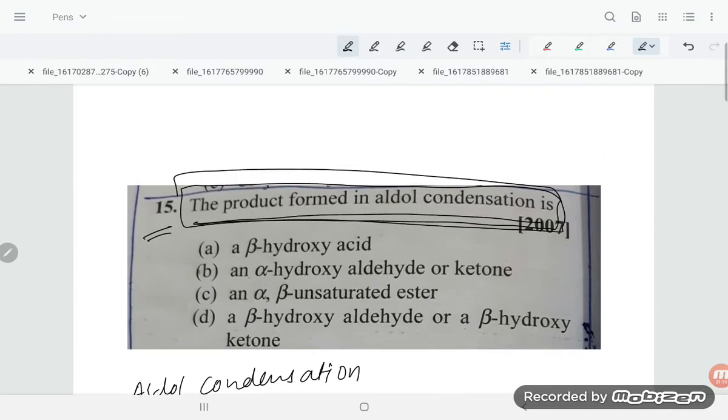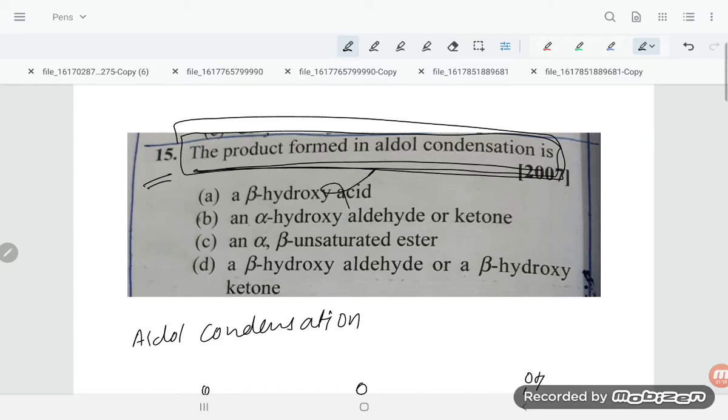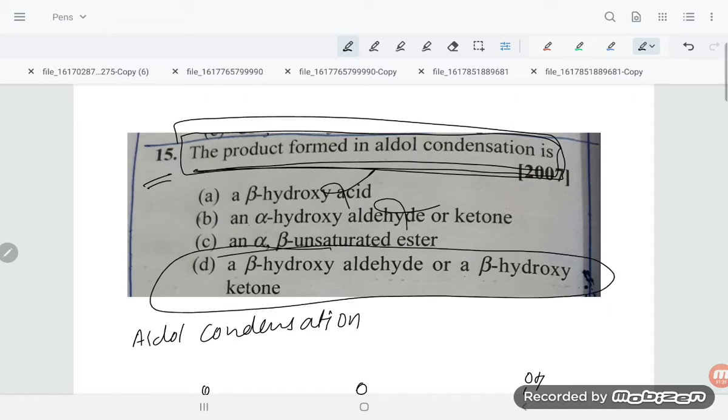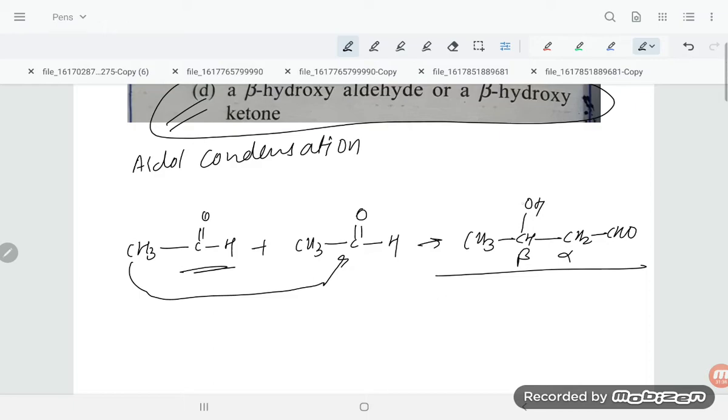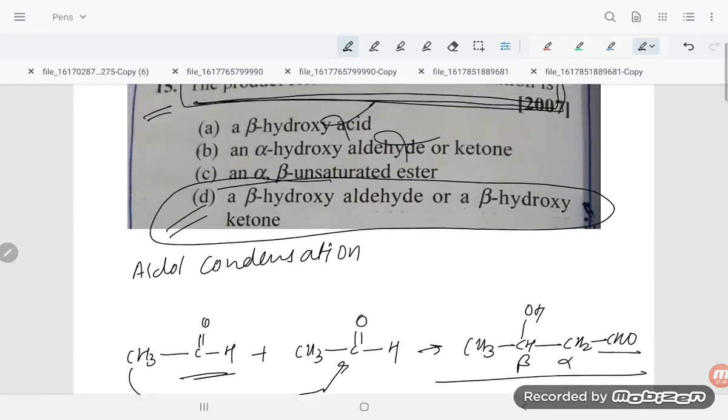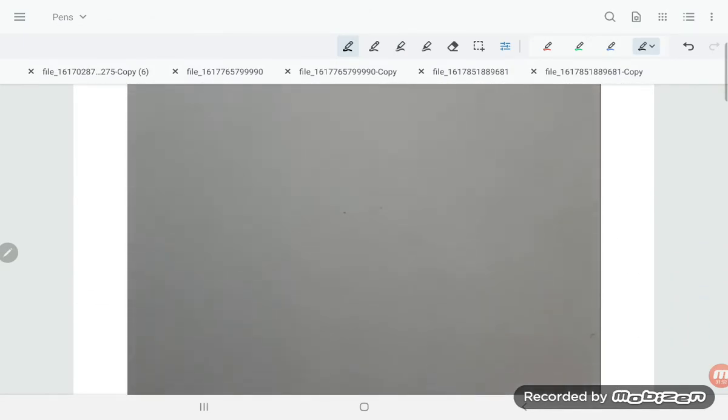So the product from aldol condensation: beta hydroxy acid is wrong, alpha hydroxy is wrong, alpha beta unsaturated is wrong, beta hydroxy aldehyde or beta hydroxy ketones. Okay, student. So this one is our required answer, beta hydroxy aldehyde or beta hydroxy ketone. Correct option is option number D, because at the beta position the OH group is there, so this is beta hydroxy, okay, and this is the CHO group, that is aldehyde. Okay, if you are taking acetone, then the ketone will form. So now let us move on to the next question.